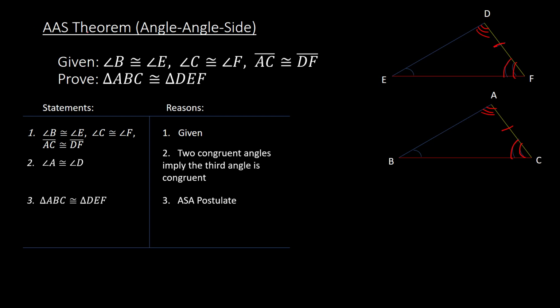So now we can say that if we just have two angles and a side that are congruent to two angles and a side, then we can conclude we have congruent triangles. And notice that it's different than angle, side, angle. Angle, side, angle, the side is in between the two angles. Whereas angle, angle, side, the side is not between the two angles. So that would be the difference between those two.